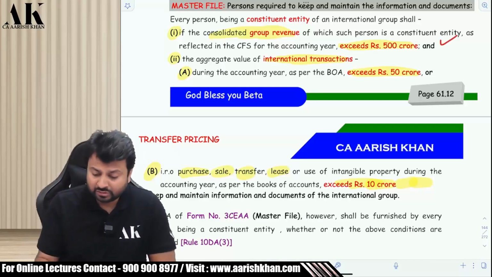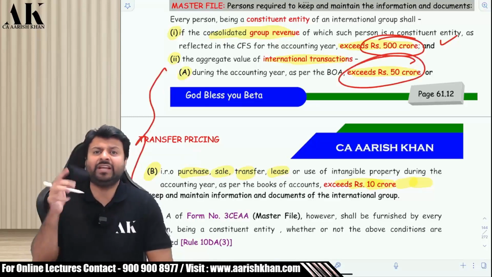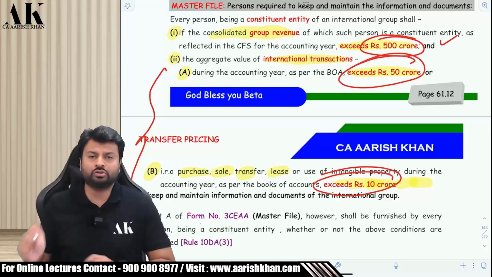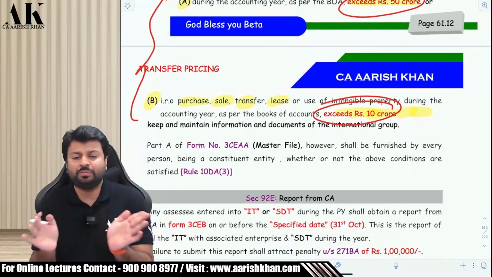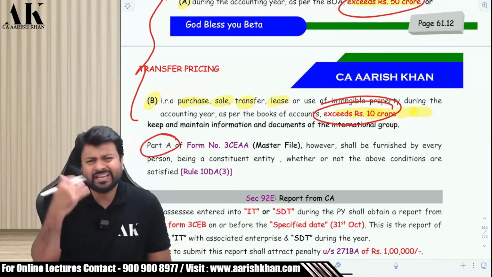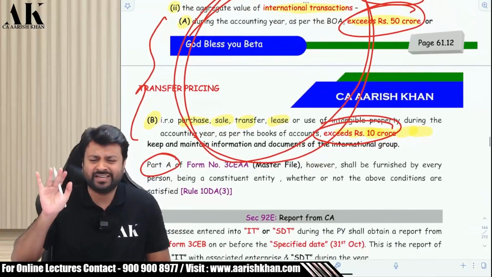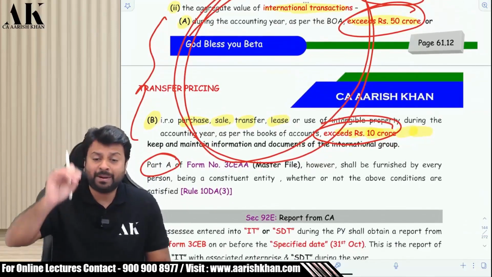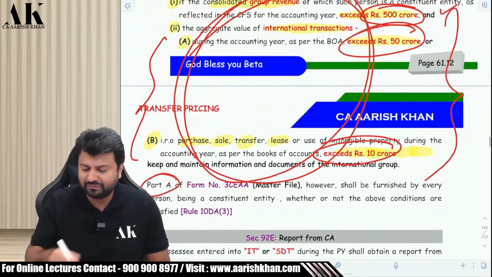Okay, be very careful. So this condition you have to fulfill. But out of these two, you have to fulfill either the aggregate 50 crore should cross or individually 10 crore should cross. Okay, in that case, you have to file CBCR. And in CBCR also, there are two parts. Part A, everybody has to file, whether you fulfill these conditions or not. Part A has some basic details that everybody has to fill. But Part B has more detailed information that will only be filled by those people who are fulfilling these two conditions.